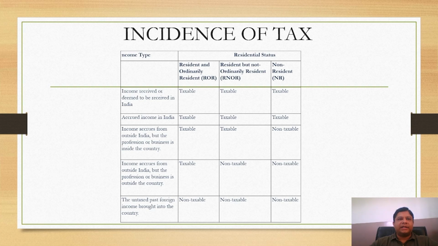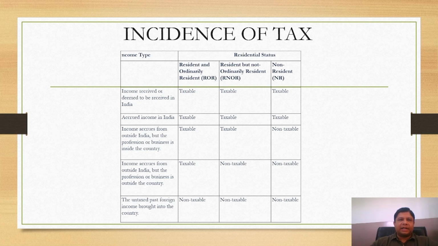So first income is income received or deemed to be received in India, whether earned in India or elsewhere. If any income is received or deemed to be received in India, either earned in India or somewhere else, then in all the three categories, this income will be taxable. Second category, income which accrues or arises or is deemed to accrue or arise in India during the previous year, whether received in India or elsewhere. It is also taxable in each of the residential status.